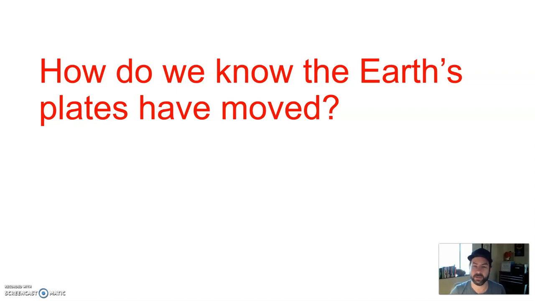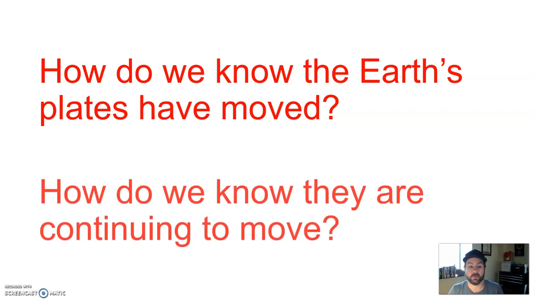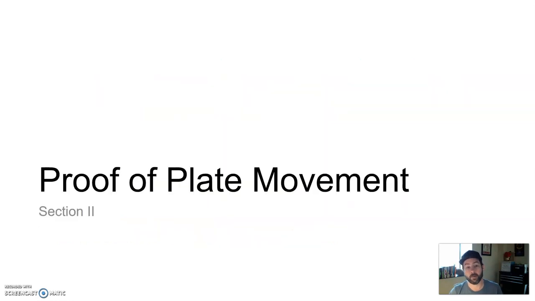But how do we know the Earth's plates have moved? How do we know they're continuing to move now? This process, the mantle moves very slow, therefore the crust and the plates move very slow. So, but how do we know that? I don't feel it. I don't feel like what I'm on is moving around, but it is. I can't see the whole giant continent of North America moving around, but it is. So how do we know that? How do we know that happened in the past? How do we know that's happening now? Well, we need some proof.